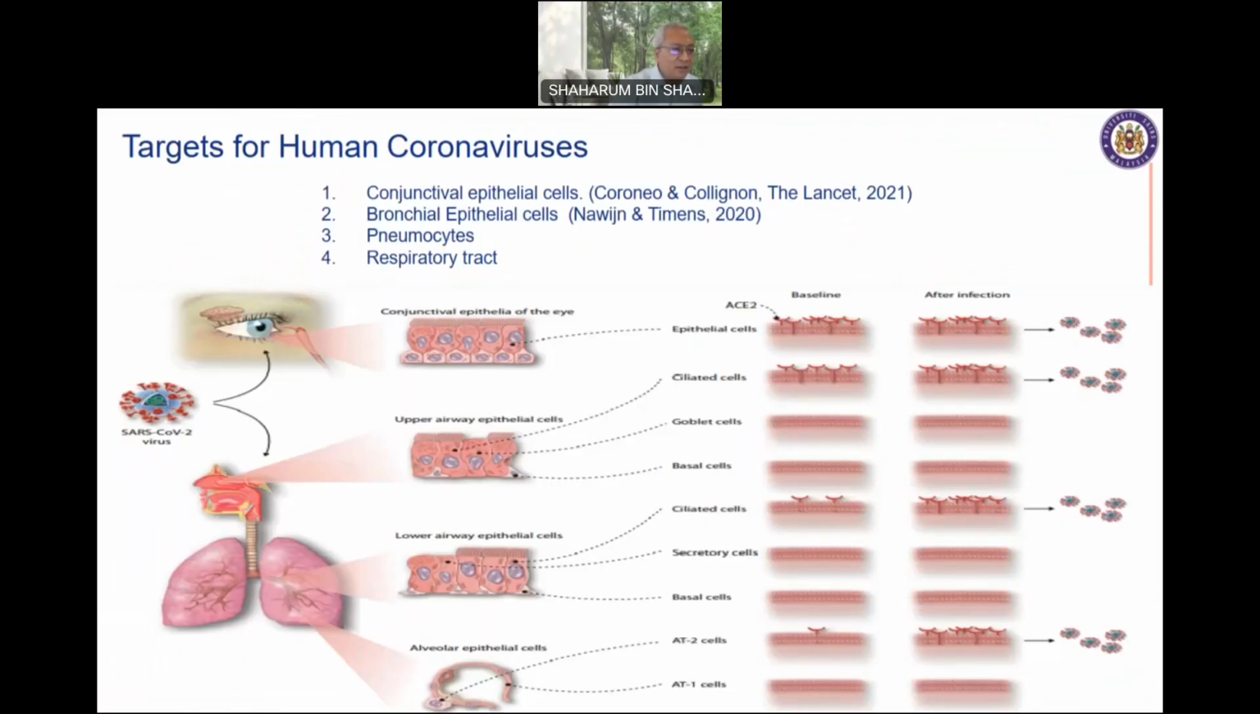Okay, and for humans, the main targets for this virus to infect are the respiratory airways and also the eye. Okay, these are the two target organs that SARS-CoV-2 can normally go to and interact with.